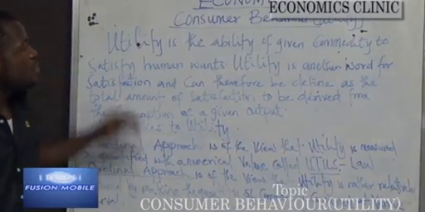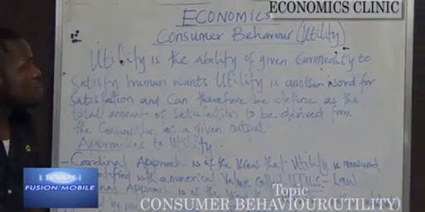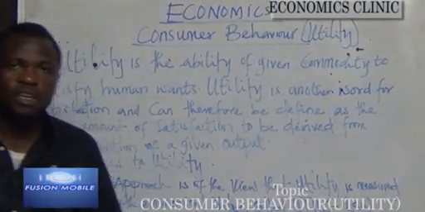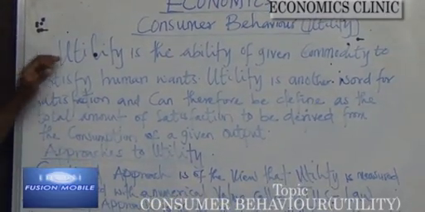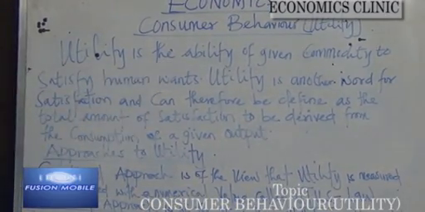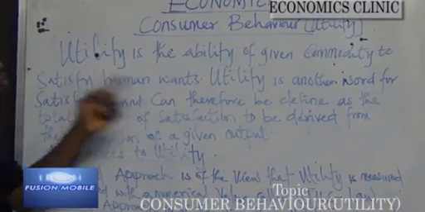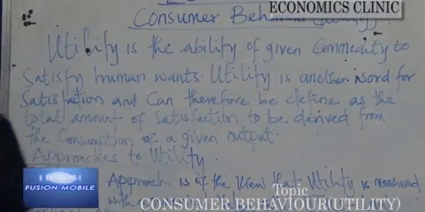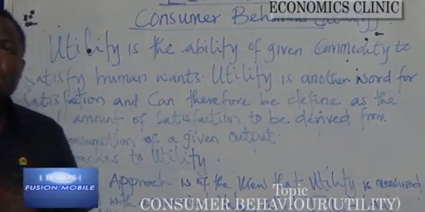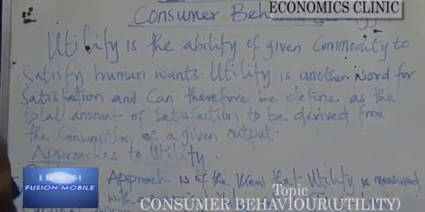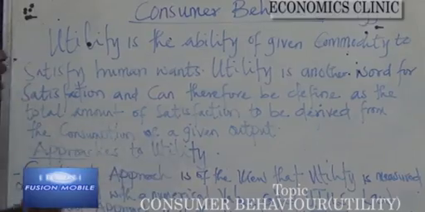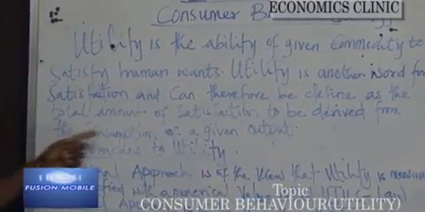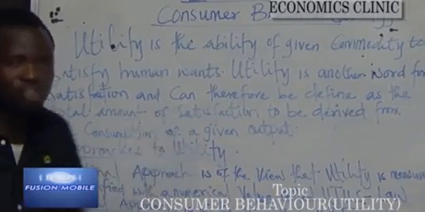Yes, now we'll be looking at another topic, consumer behavior. And on this topic, we'll be looking at utility. Now, what is utility? Utility is the ability of a given commodity to satisfy human wants. Utility is another word for satisfaction. That is, the other word used for utility is satisfaction. And therefore, utility can be defined as the total amount of satisfaction to be derived from the consumption of a given output.